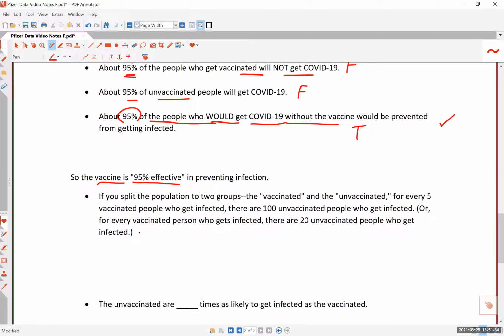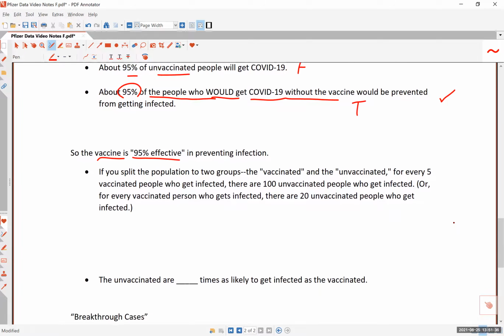if they're vaccinated. All right, so a better way to think about this maybe is this. If you split the population into the two groups, the vaccinated and the unvaccinated, okay? What this means is that for every group of 5 people who are infected after vaccination, there are 100 people who are unvaccinated and get COVID. All right, so the ratio is of course 1 to 20, all right? And so that's exactly what that number is stating.